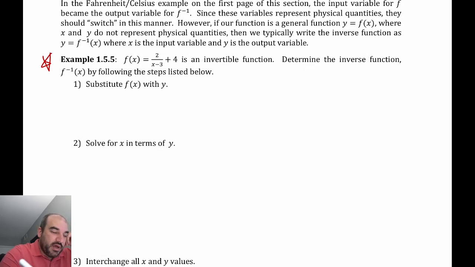The steps are written out for you, so it should be pretty self-explanatory. The first thing we're going to do is substitute f of x with y. We start with our original function here, and we're going to replace this f of x with a y instead. So instead of writing f of x equals blah, blah, blah, we're going to write y equals 2 over x minus 3 plus 4.